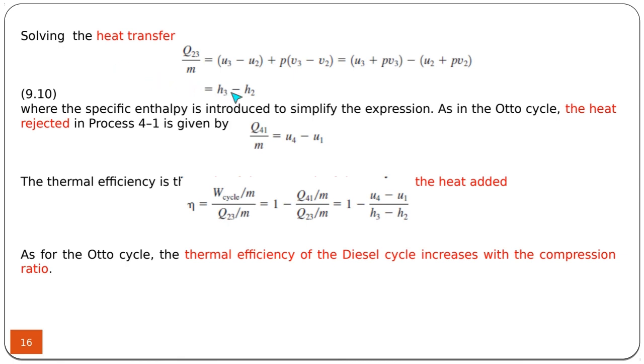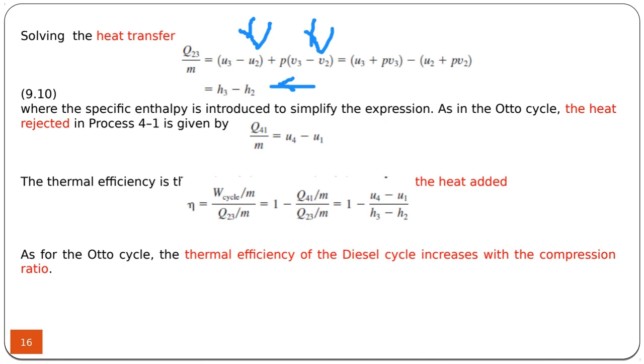So we have the total heat transfer, Q23, which is the internal energy change plus this PdV, and you can see that it's just the difference of the enthalpies.